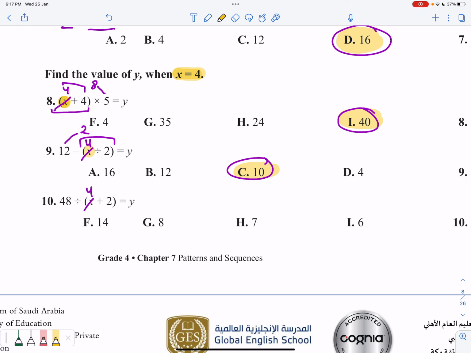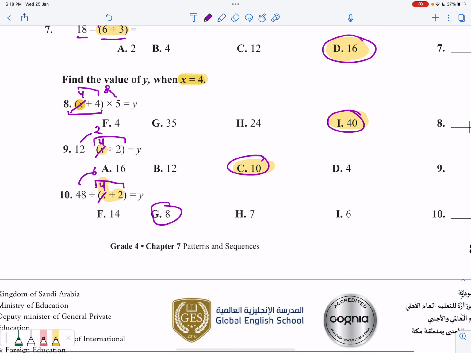After that, I have question 10 says 48 divided by this parentheses. So of course we should do the parentheses first. 4 plus 2 inside the parentheses equals 6. Then 48 divided by 6 equals 8. So this is the correct answer.